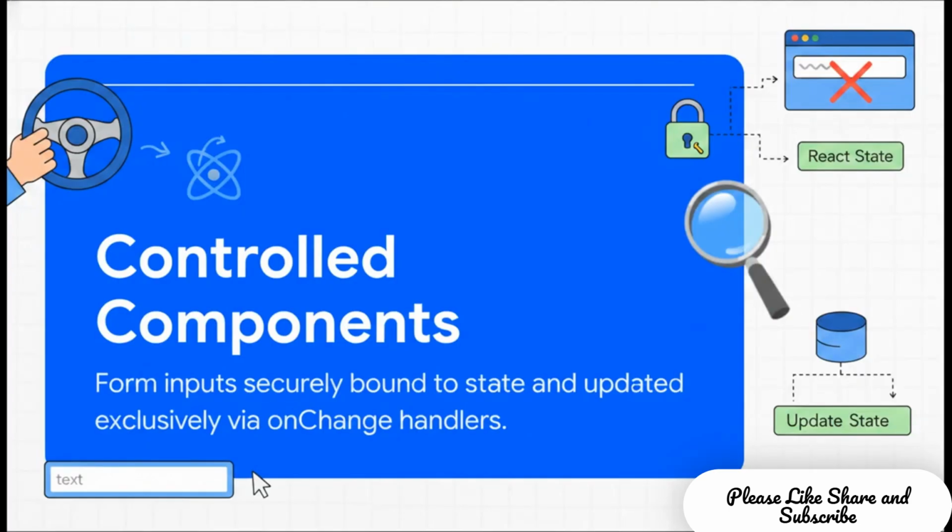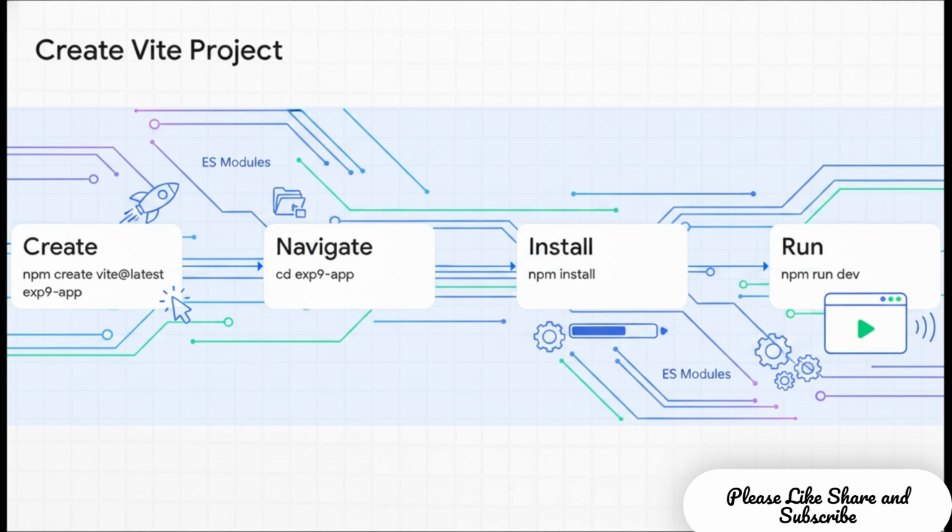Now, this brings us to a really crucial piece of industry jargon you need to know: controlled components. See, when we build forms in standard HTML, the browser usually manages the form data all by itself. But in React, we want to be the ones holding the reins. A controlled component is simply an input field where its value is securely bound to our React state and updated exclusively via an on-change handler. We are basically telling the browser, hey, don't worry about this input data, React state is now the single source of truth.